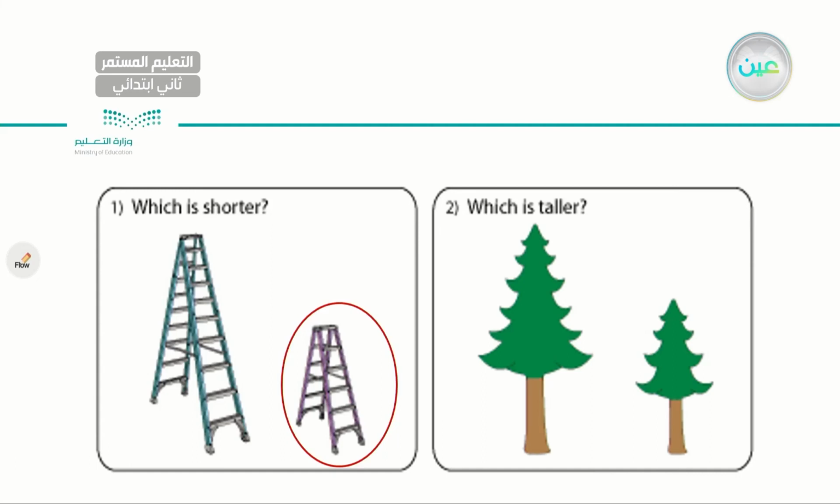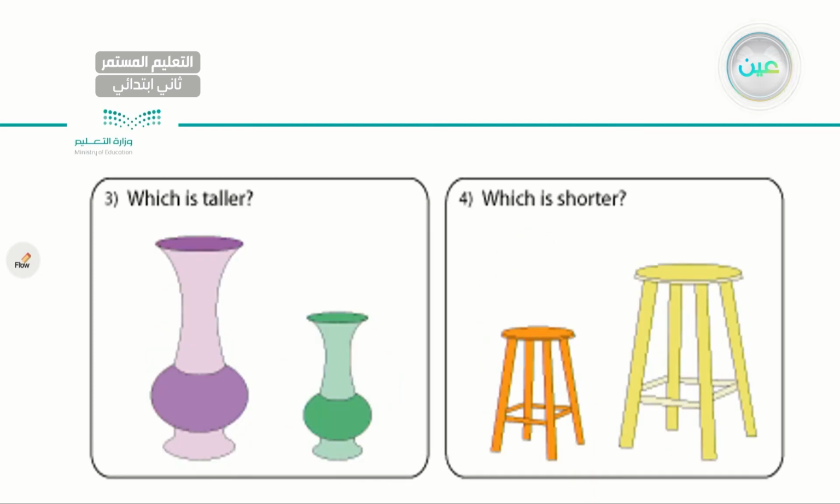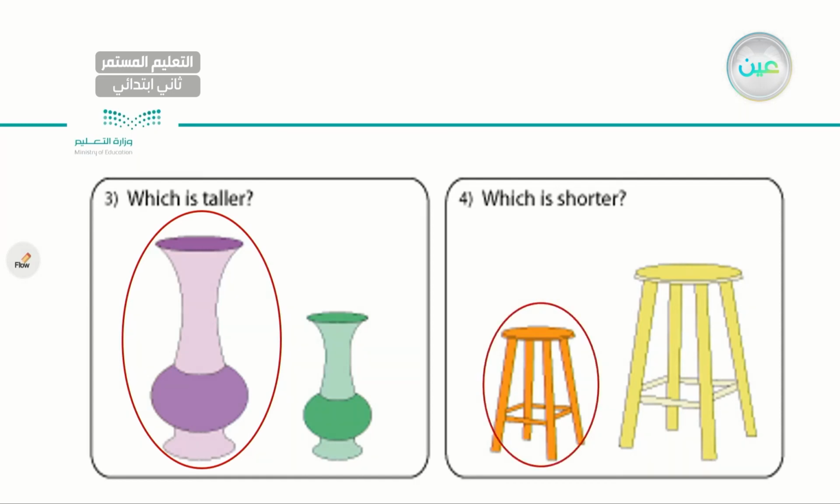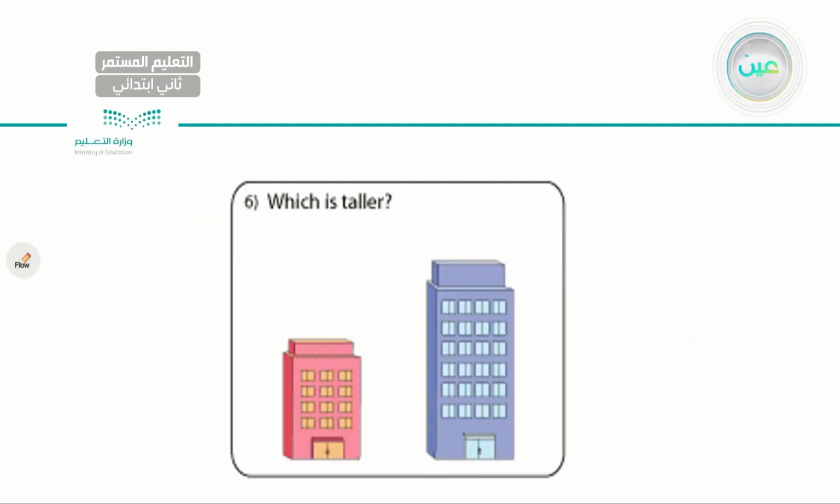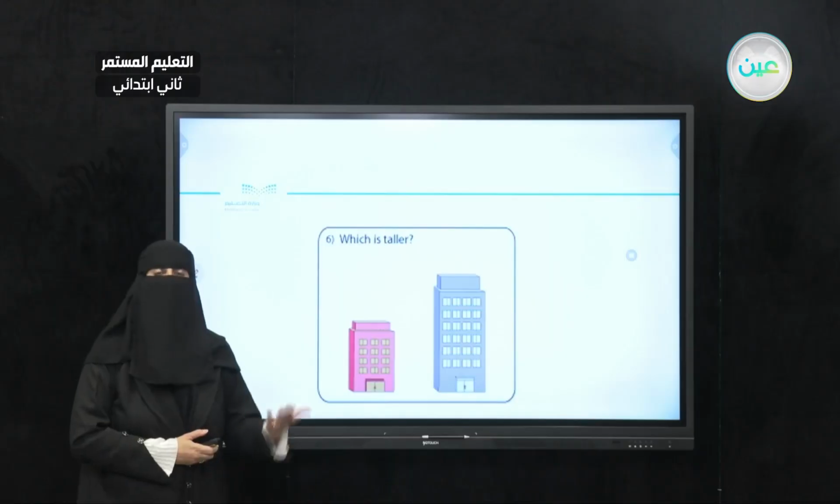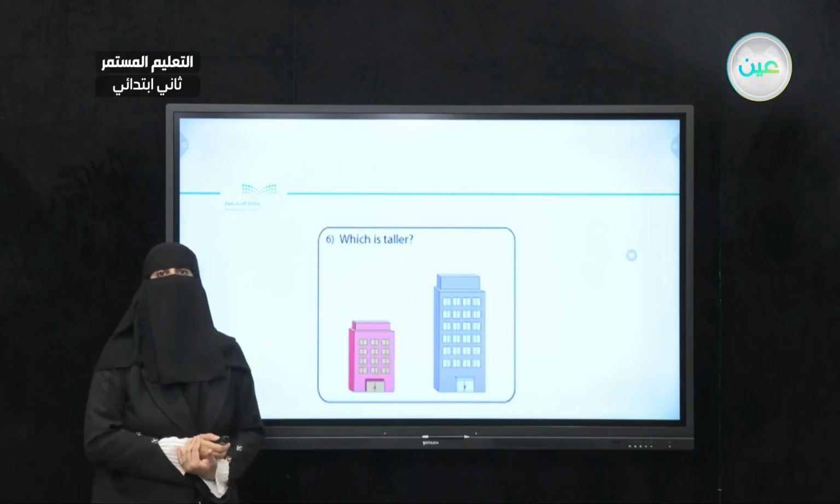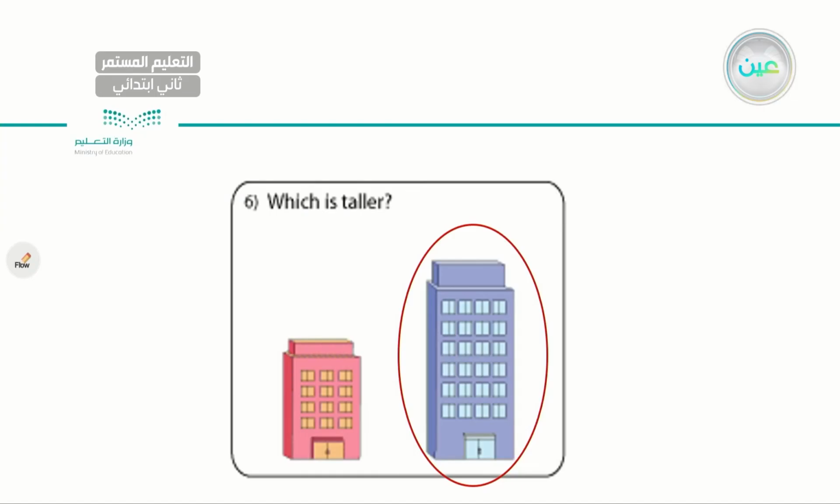Very good. Now I have 2 trees. Which one is taller? Which tree is taller? Very good. That is the tall tree. Excellent. Very good job. Let's go with 2 vases here. Which vase is taller? It's the purple one. Very good. Then I have 2 chairs. Which one is shorter? It is this one. Very good. Excellent. Now, here I have 2 buildings. Which building is taller? Which one is taller? Very good. It's the blue one.